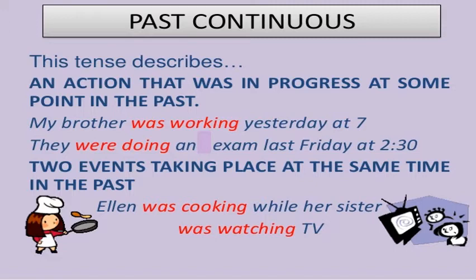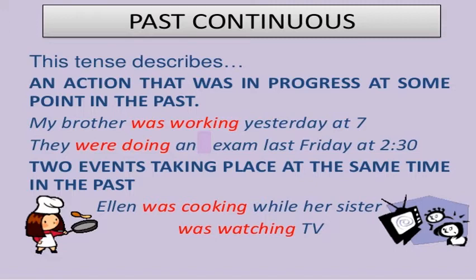Example number one says, my brother was working yesterday at 7. So let's look at the verb part. It says was and working. It is composed out of two words: was, which is the verb to be in the past, plus the verb plus this ing form that is added. If we are going to use a plural subject like they, we have to change the was into were, and thus it would become they were doing an exam last Friday at 2:30.